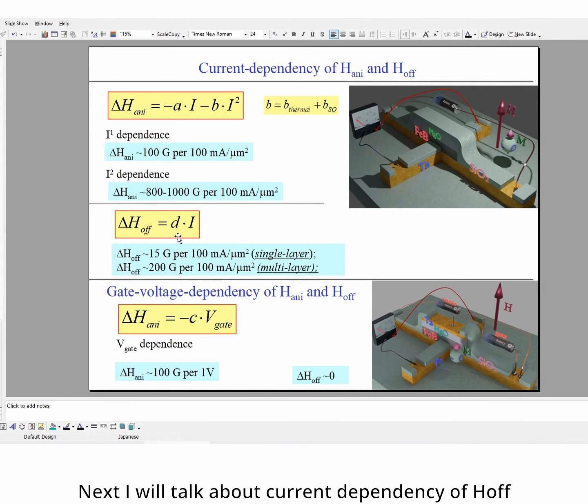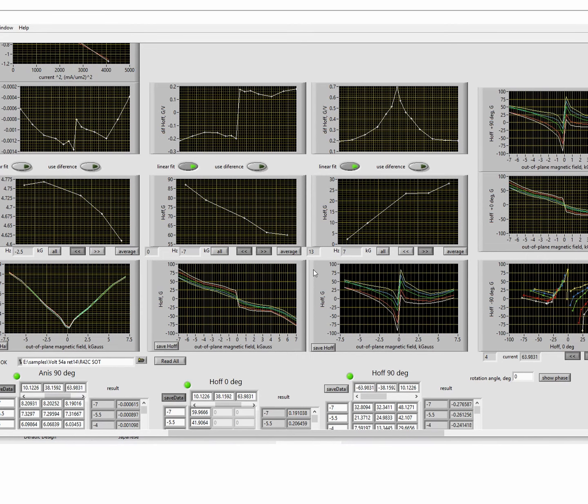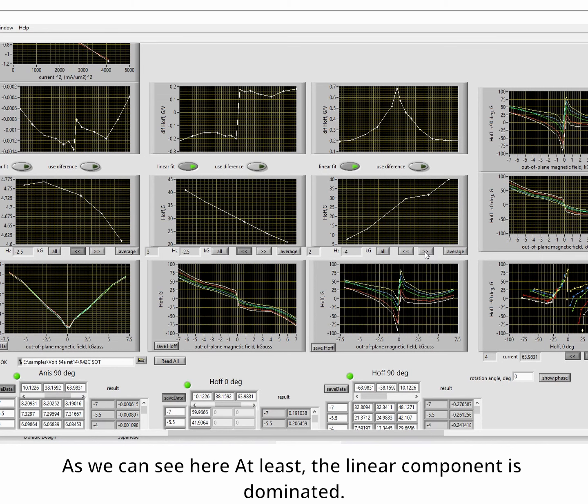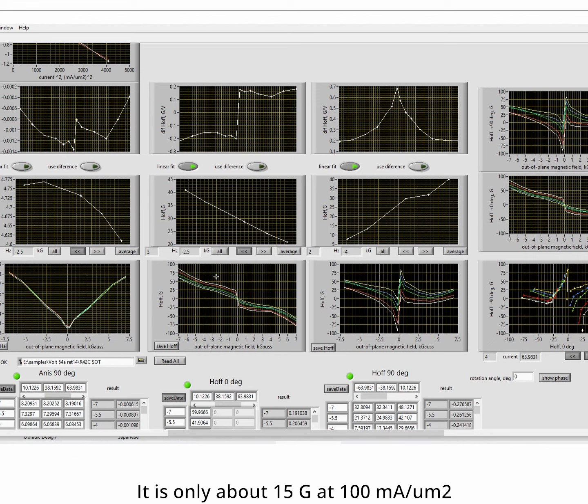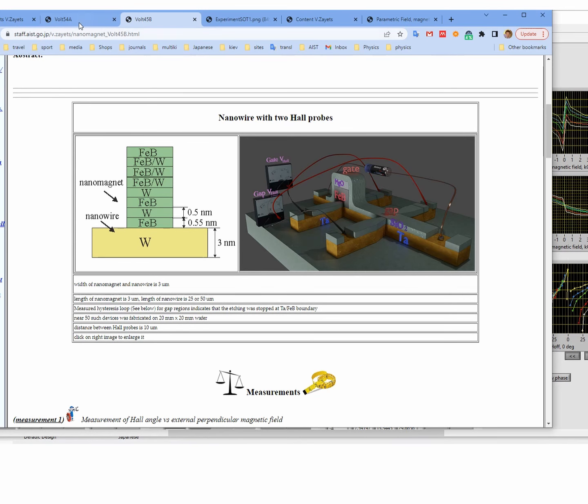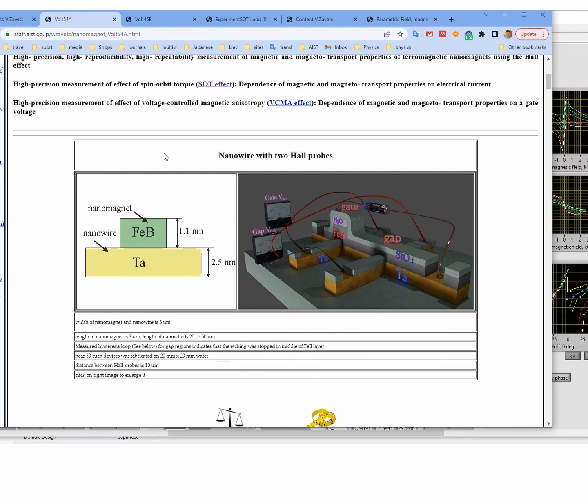Next, I will talk about the current dependency of offset field. It has only a component linearly proportional to current. As we can see here, at least the linear component is dominant. The change of offset field is not large for a single-layer nanomagnet. It's only 15 Gauss at 100 milliamps per square micrometer. It is for this film, for this nanomagnet, single layer.